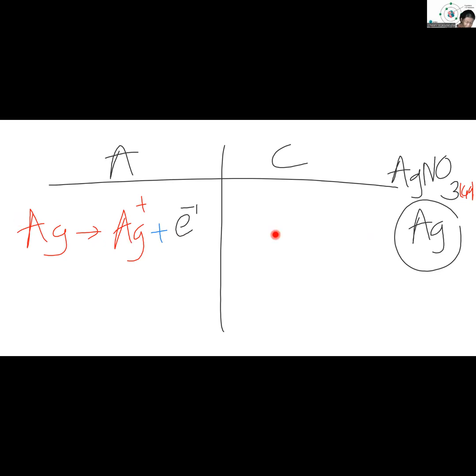Right? What's happening at the cathode? At the cathode, the silver ion coats the cathode. It gains 1 electron to become silver atoms. Or you can say silver metal, silver solid, silver atom. Okay, silver atom. When you say silver atom, the meaning is that it's a solid, right?